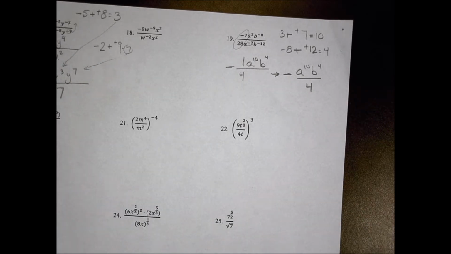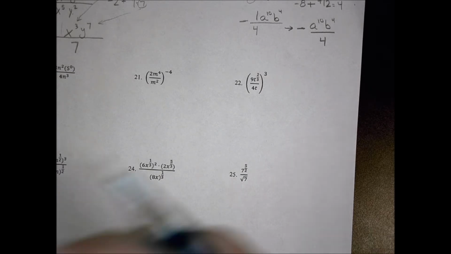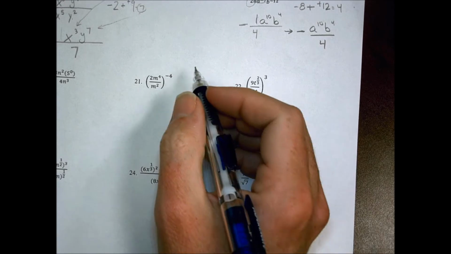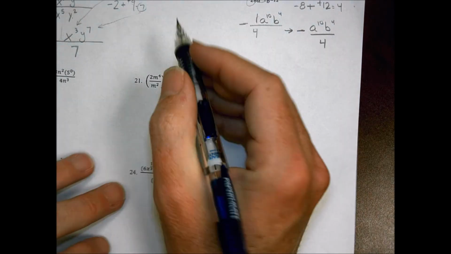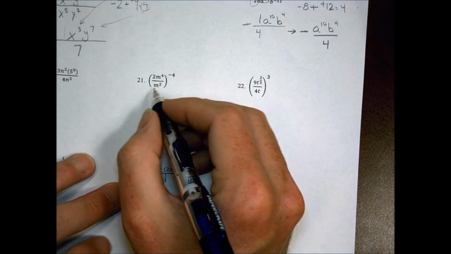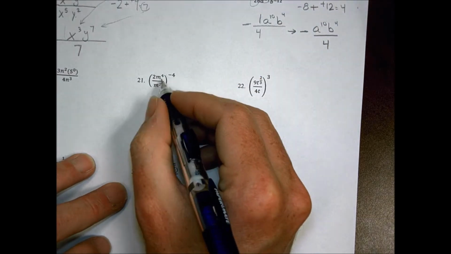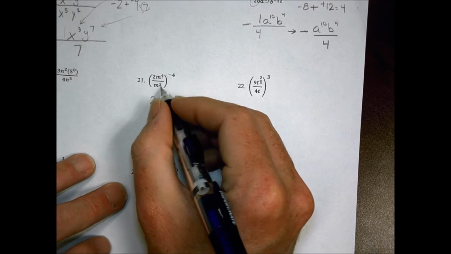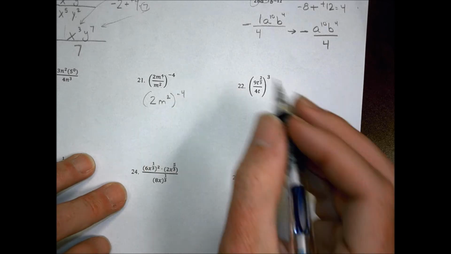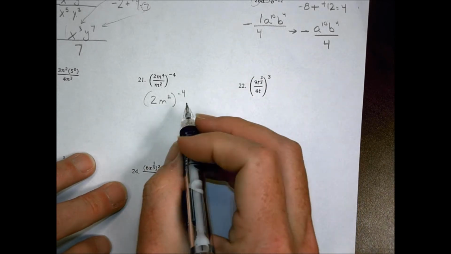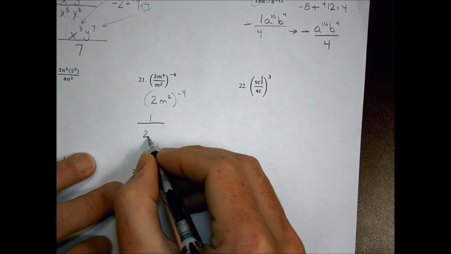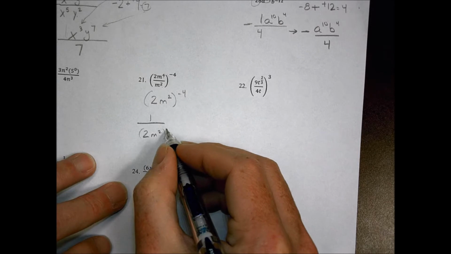Okay? 21. Here we have this mess to the negative 4th power. Okay? So first of all, what I could do is some reducing. I could worry about this last, in a sense. I could say this is really 2 to the, what's 4 minus 2? 4 minus 2 is 2. So I have 2 to the m squared power and all that to the negative 4th. Because it's negative 4th, I'm going to drop the whole thing to the denominator. And that becomes 1 over 2m squared to the 4th power.